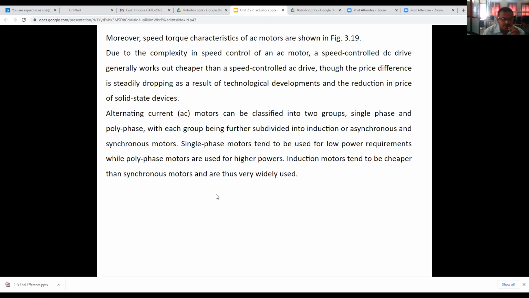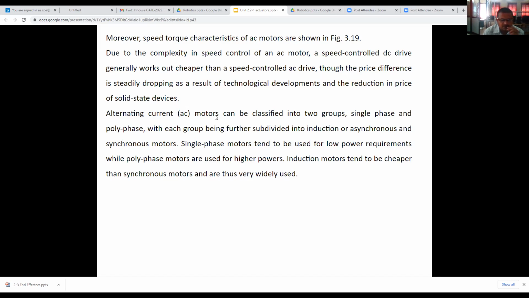Moreover, speed torque characteristics of AC motors are shown in figure 3.19. Due to the complexity in speed control of an AC motor, a speed controlled DC drive generally works out cheaper than a speed controlled AC drive, though the price difference is steadily dropping as a result of technological developments and the reduction in price of solid state devices.